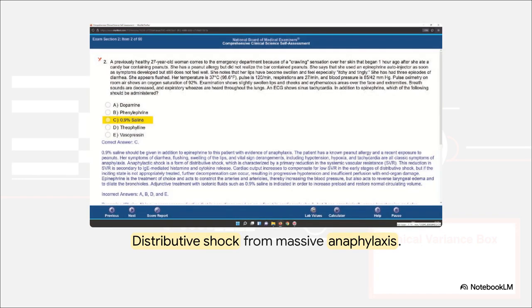Think about distributive shock in action. It is a profound mechanical failure. Take anaphylaxis. Massive IgE-mediated histamine release completely tanks your systemic vascular resistance. Your cardiac output initially spikes to try and compensate, but if left untreated, total decompensation is right around the corner. The immediate mandate here isn't just pushing epinephrine to clamp down those arteries. You need aggressive isotonic crystalloids to force that preload back up and restore circulating volume.